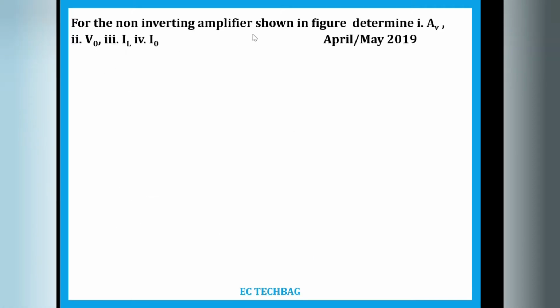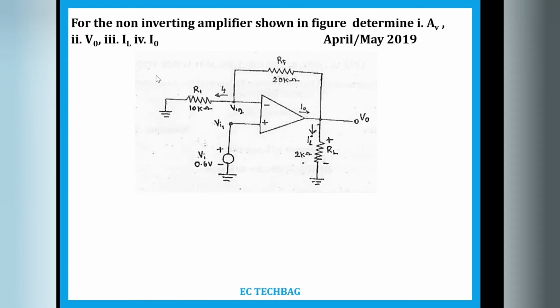Next problem. For the non-inverting amplifier shown in figure, determine AB, that is voltage gain, V0, output voltage, IL, that is load current, and I0, that is output current. This is the circuit given in the problem. So for this circuit, you have to find the voltage gain, output voltage, load current, and output current.